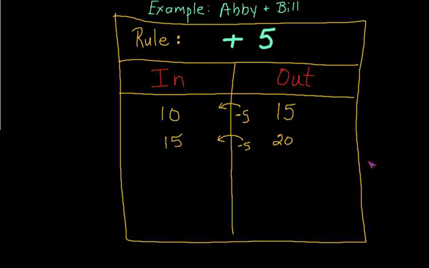So whether we know Abby's information or whether we know Bill's information, the important thing is that we can use this table and remind ourselves of this relationship to help us understand. If we know either one, we can find the other if we know that relationship. Let's look at another situation where it's not adding and subtracting.